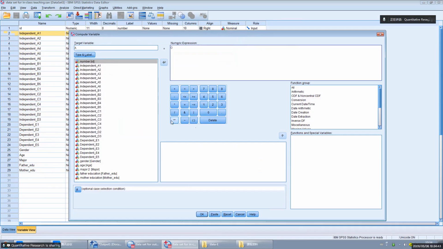Bracket. This is very simple. We use A1 plus A2 plus A3 plus A4 plus A5 and A6. This is the sum, right? Divided by 6. Yeah, divided by 6. Okay. Then you press OK.